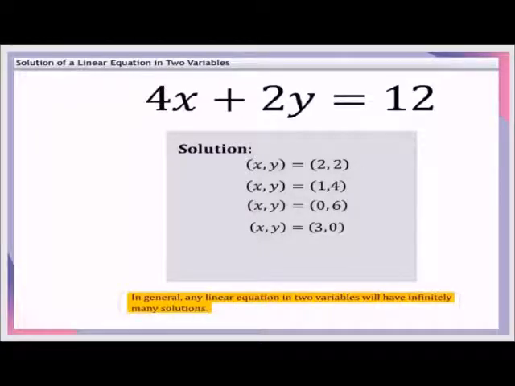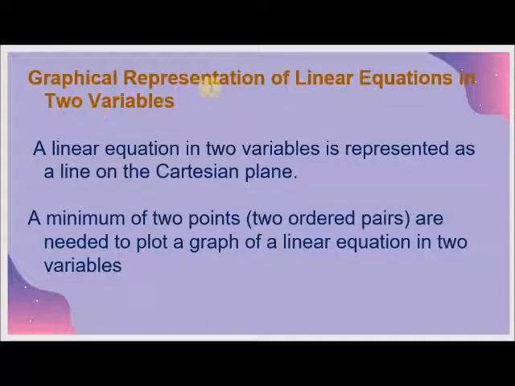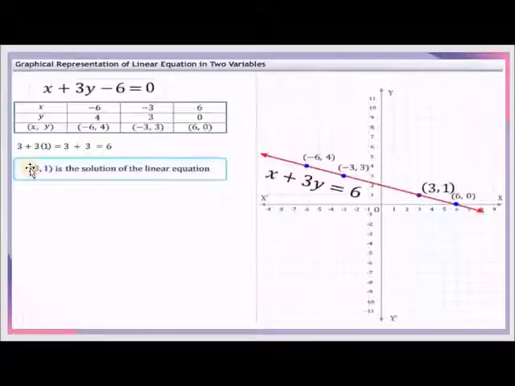Fine. So now let's move towards graphical representation of linear equations in two variables. A linear equation in two variables is represented as a line on the Cartesian plane. A minimum of 2 points, two ordered pairs, are needed to plot a graph of a linear equation in two variables. So let's discuss in detail. Here we are taking an example of a linear equation in two variables, that is x plus 3y minus 6 is equal to 0.